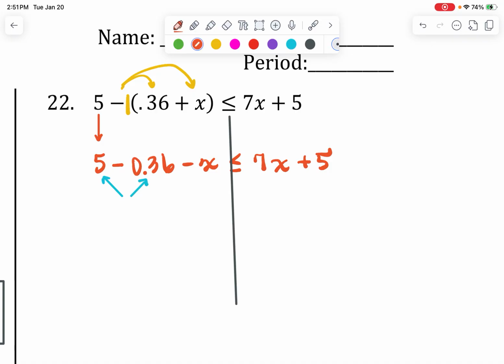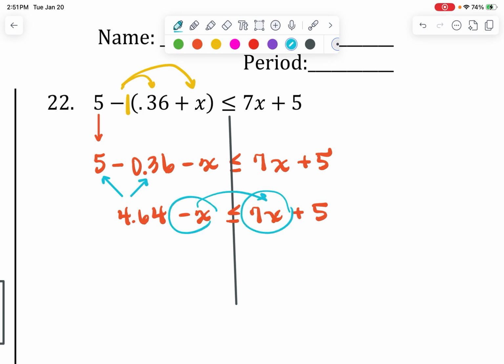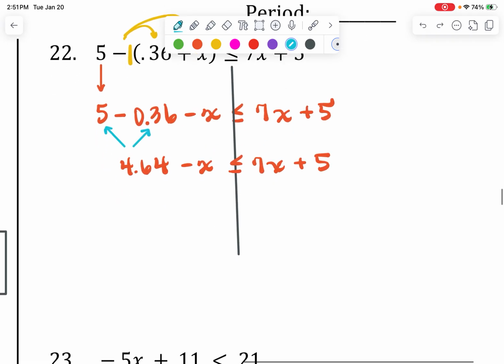So I'm going to change colors again. Bring down my minus x, bring down my less than or equal to 7x plus 5. All right, so we distributed, we combined like terms. Now we've got to get all of our x's to one side. So again, you have choices. You can move this minus x over here, or you can move the 7x's over here. It does not matter, but you just want to keep the x's on whatever side you choose to put them on.